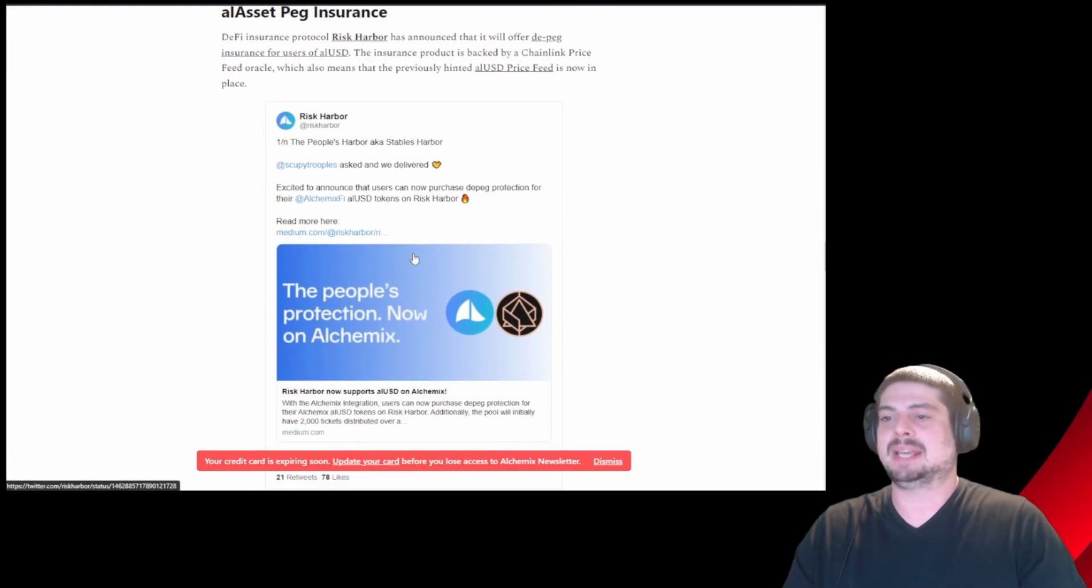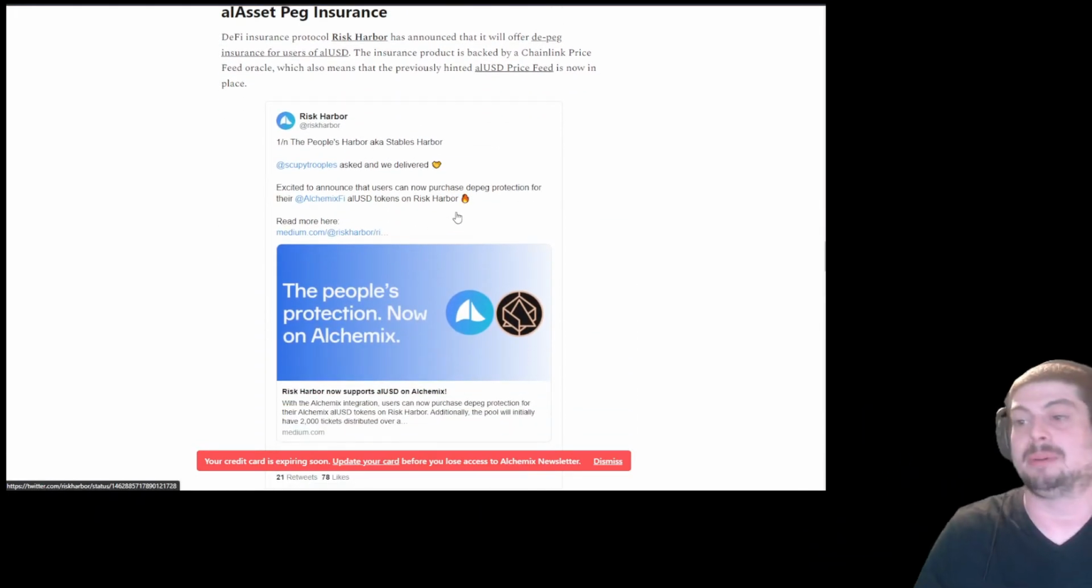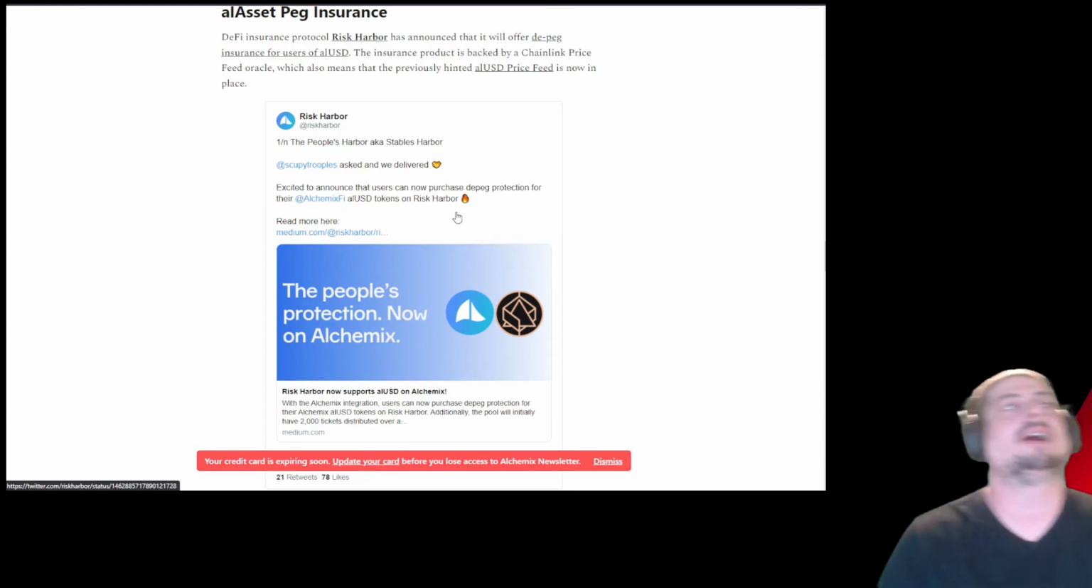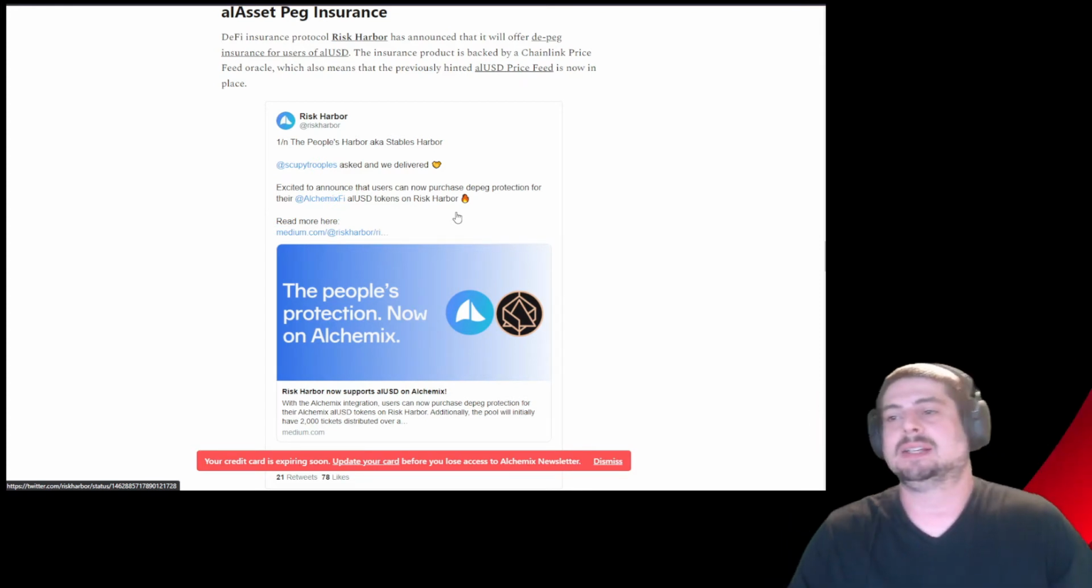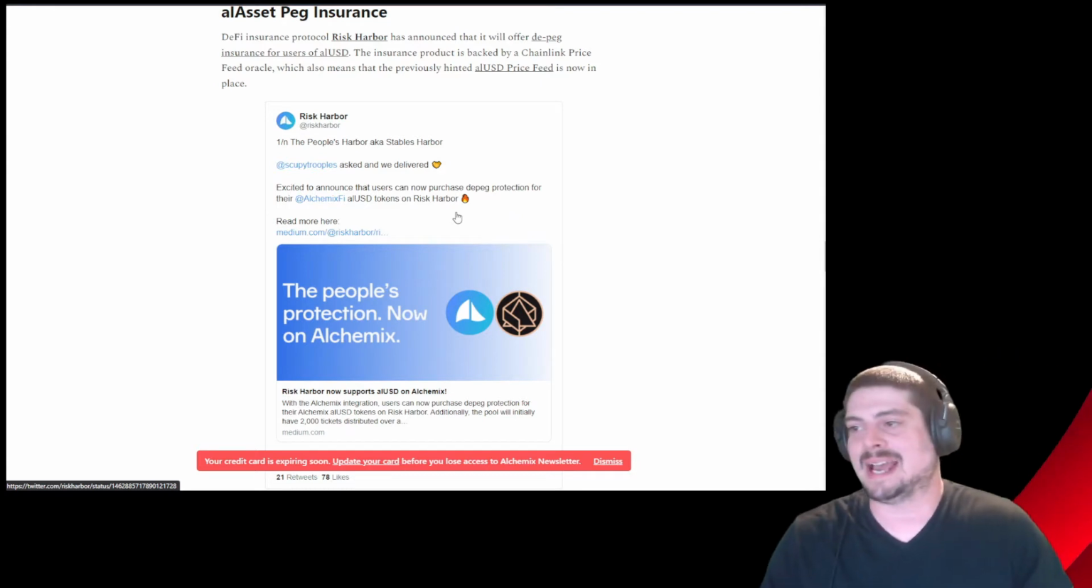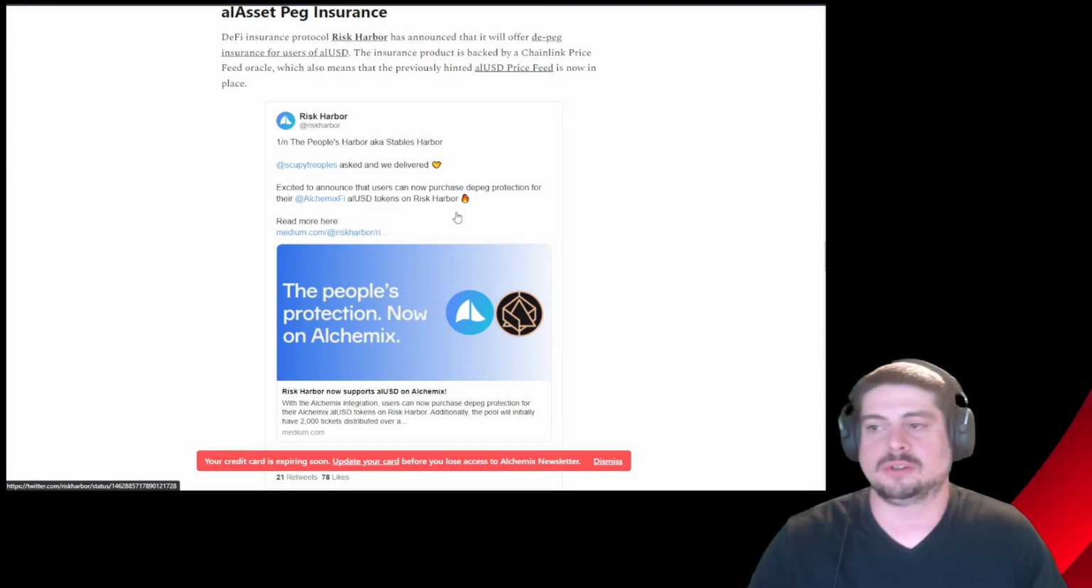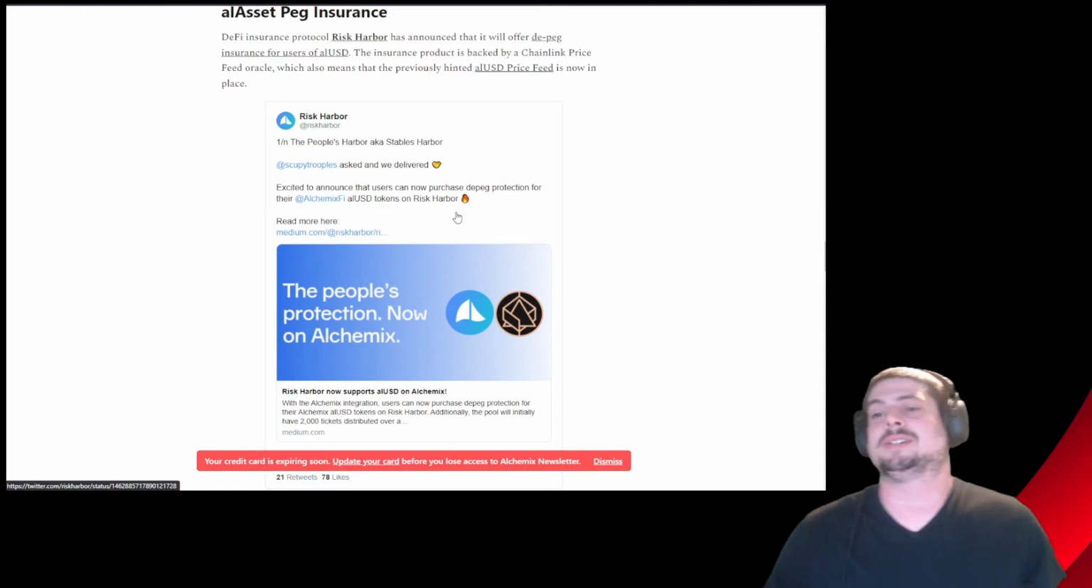Al asset peg insurance. If you need insurance on borrowing your alETH or your alUSD, DeFi insurance protocol Risk Harbor has announced that it will offer depeg insurance for users of alUSD. Oh, it's only alUSD. My bad.